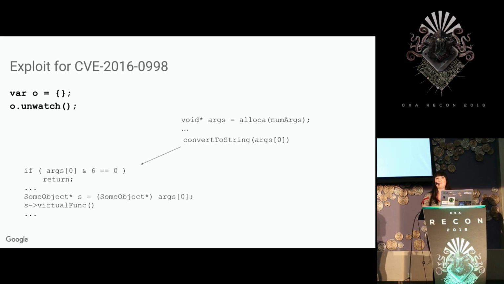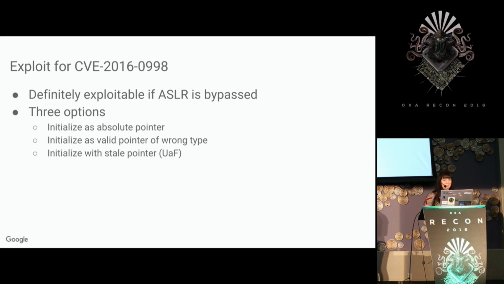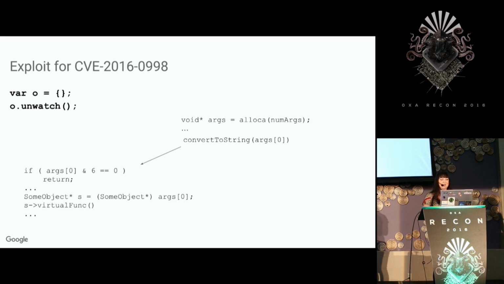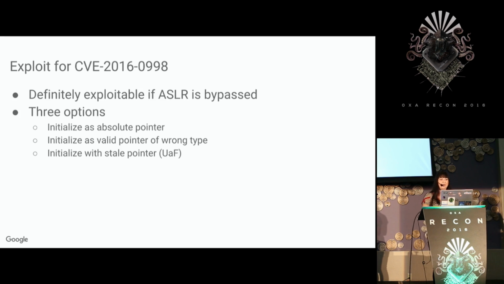This has to do with how type checking works in Flash. There's situations where the unaligned bits of the pointer are used to check the type of a pointer in Flash. So that's what this check is doing. It's checking whether this is an object type and then using the pointer and converting it. So looking at this, there's kind of 3 ways you can exploit it. To start off, it's definitely exploitable if ASLR is bypassed. If you can do that, then you can obviously call a virtual function on something and get code. But without that, there's a few different options.